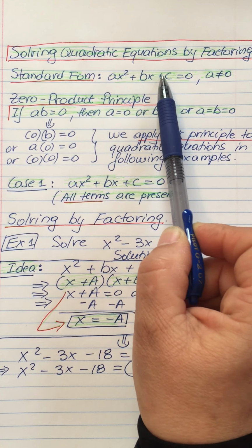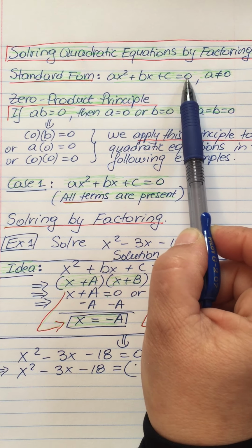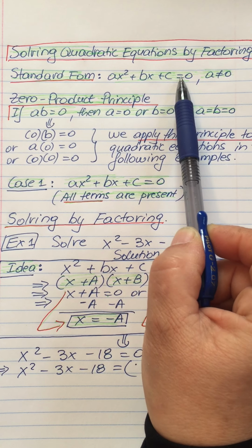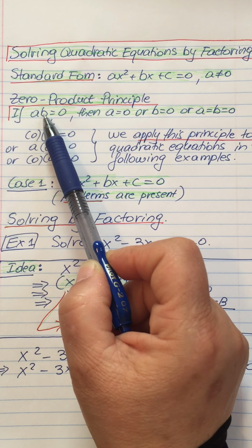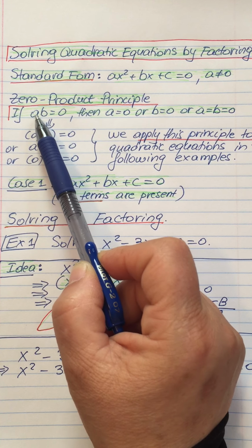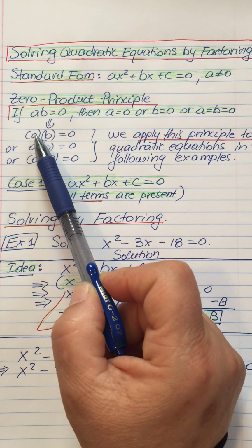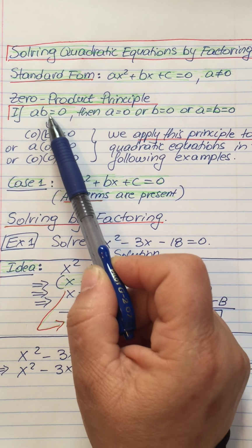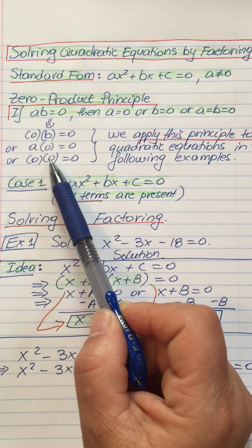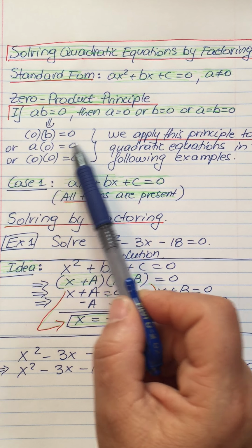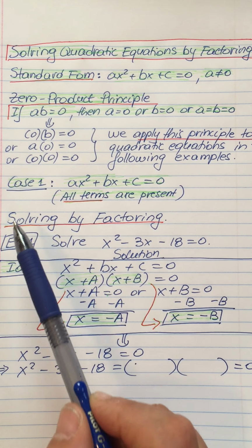If we have three terms of the trinomial, they must be on one side of the equation, and the other side of the equation will be 0. To solve such equations, we have to use the zero product principle, which states that if the product of two numbers a and b is 0, then maybe a is 0, or maybe b is 0, or maybe both are 0. For example, if a is 0, we have 0 times b, which is 0. When b is 0, we have a times 0, which is 0, or maybe both of them are 0. 0 times 0 is 0.